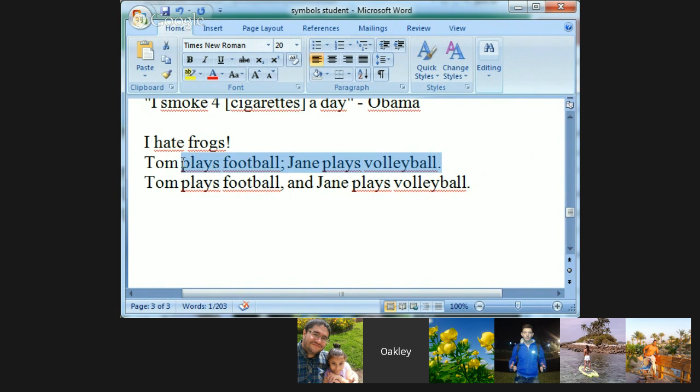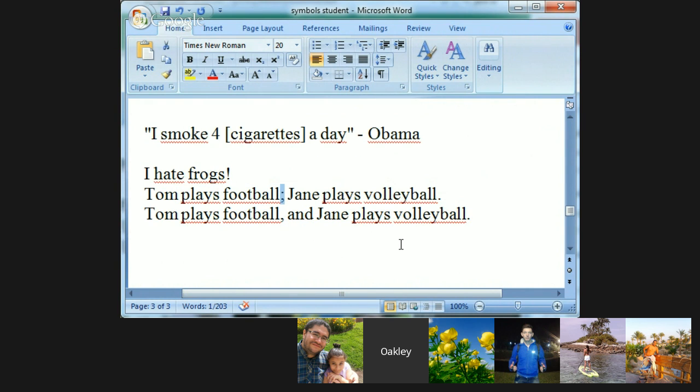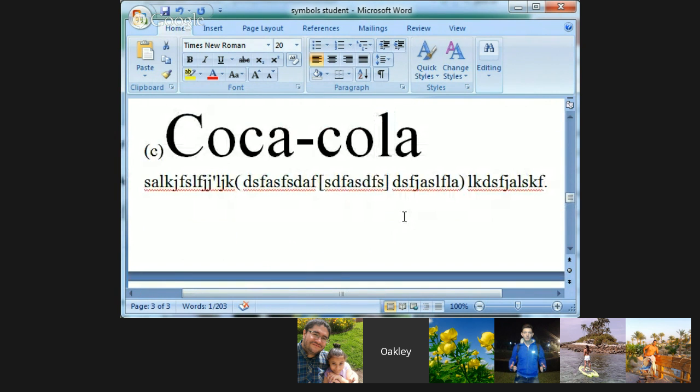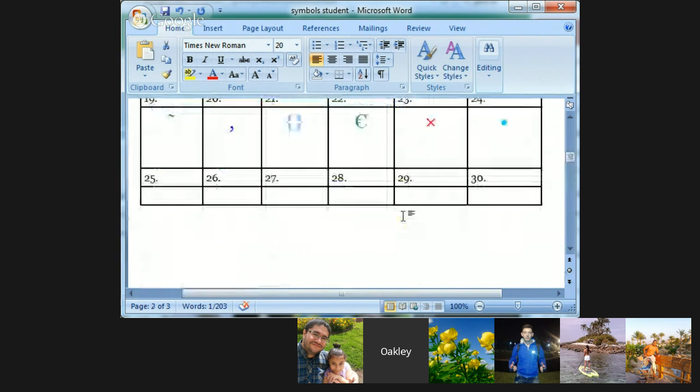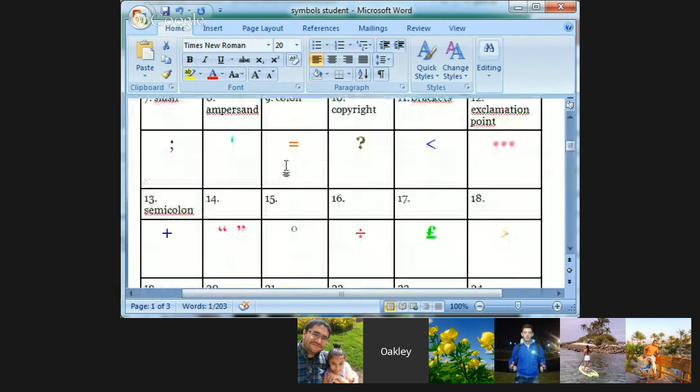How do you read this, Ollie? Tom plays football. Jean plays volleyball. That's it. You don't do anything. You treat it like a normal comma. That's it exactly. There you go. That's the common, necessary use of the semicolon. Okay.